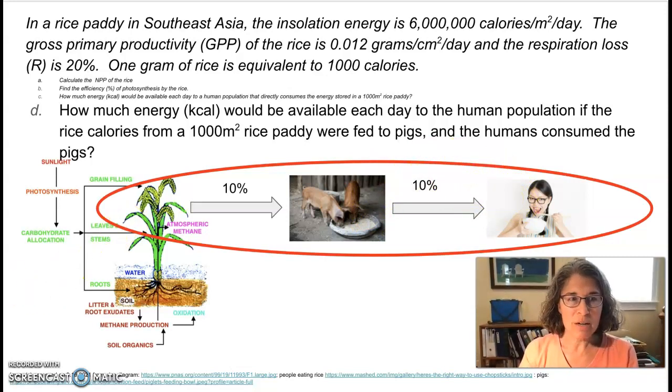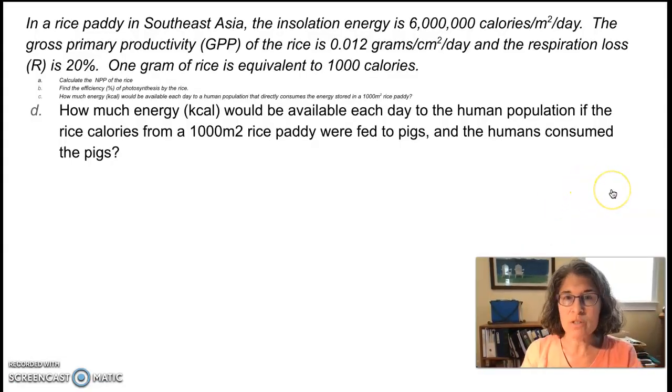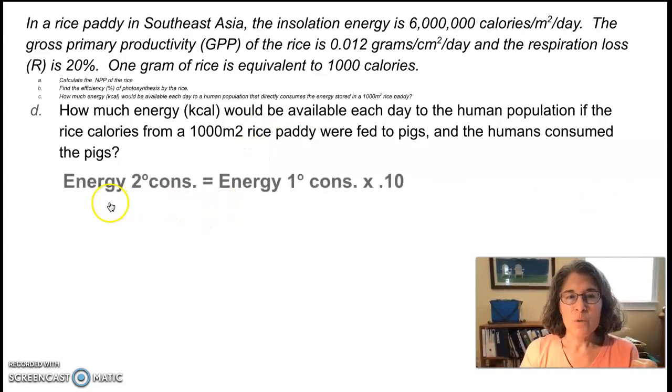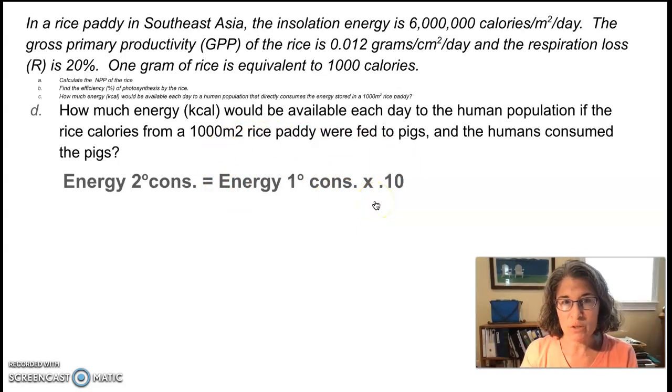So as we're thinking about how to solve this one, we're thinking again about energy transfer within ecosystems and that inefficiency due to the second law of thermodynamics. So how do we approach this one? Just as we have in any of the other ones, you want to start with what you know. So here's our original question. We know that the amount of energy in the secondary consumers, which in this case is the humans, is going to be equal to the energy in the primary consumers times 0.1, or in other words, it's 10% of the energy in the primary consumers.